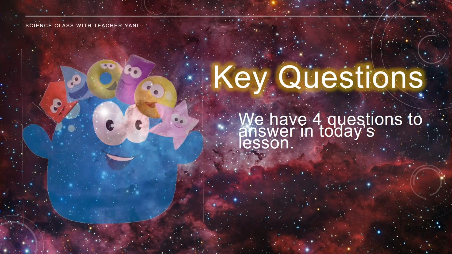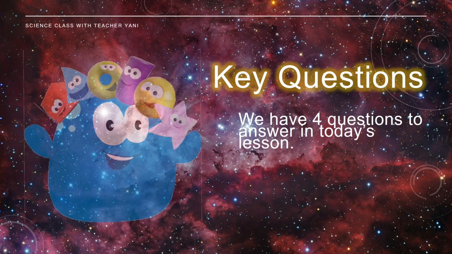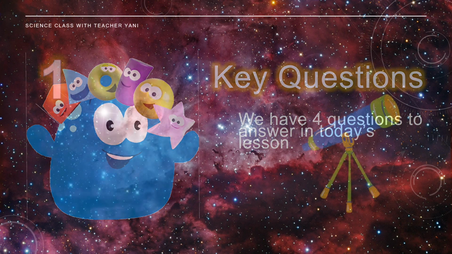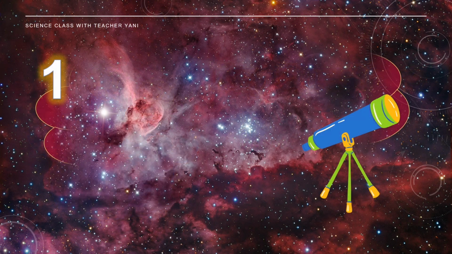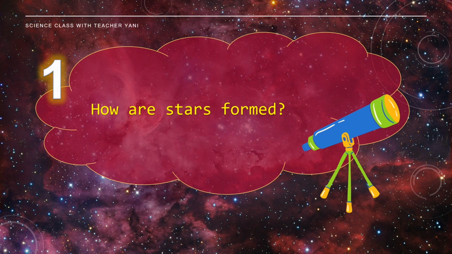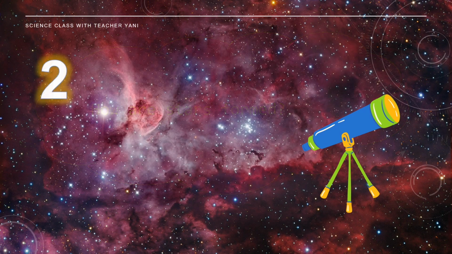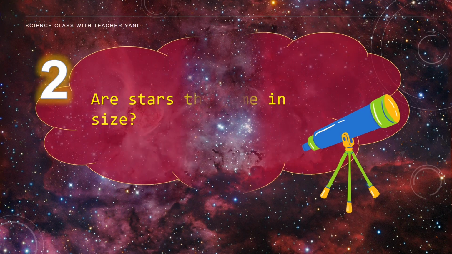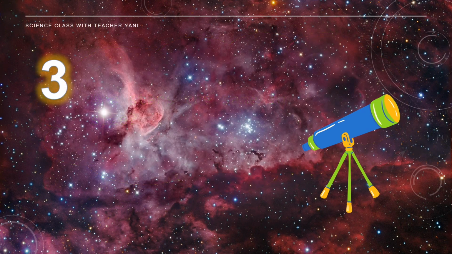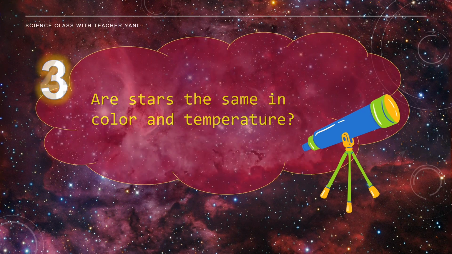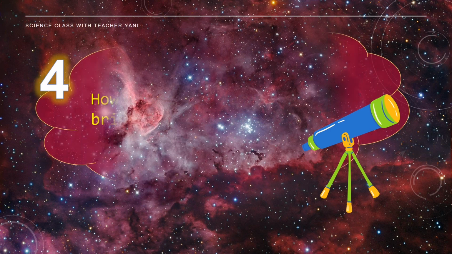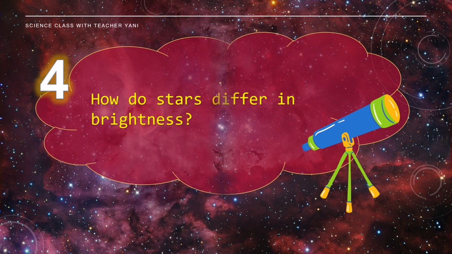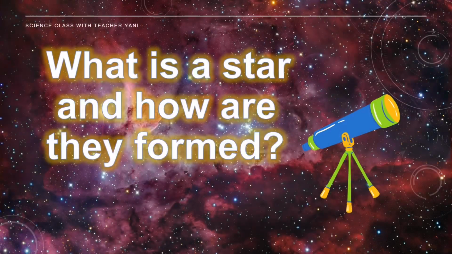As we start this new topic, here are the key questions which we will answer for today. First, how are stars formed? Second, are stars the same in size? Third, are stars the same in color and temperature? And finally, how do stars differ in brightness?